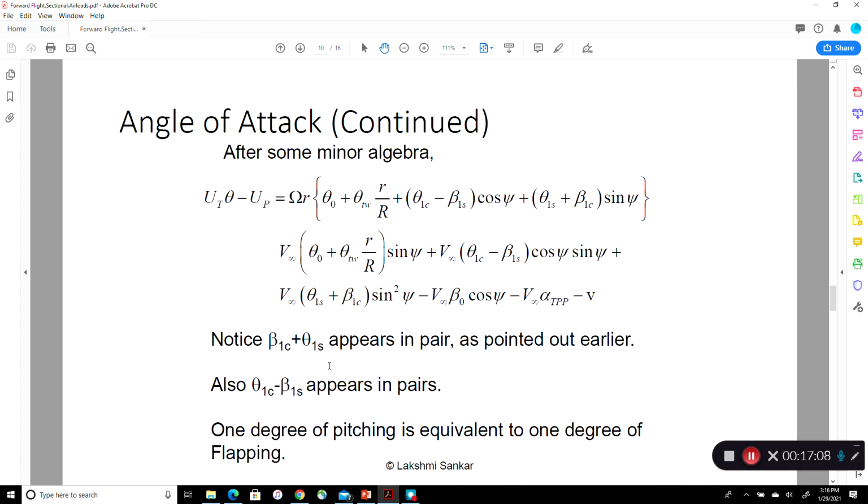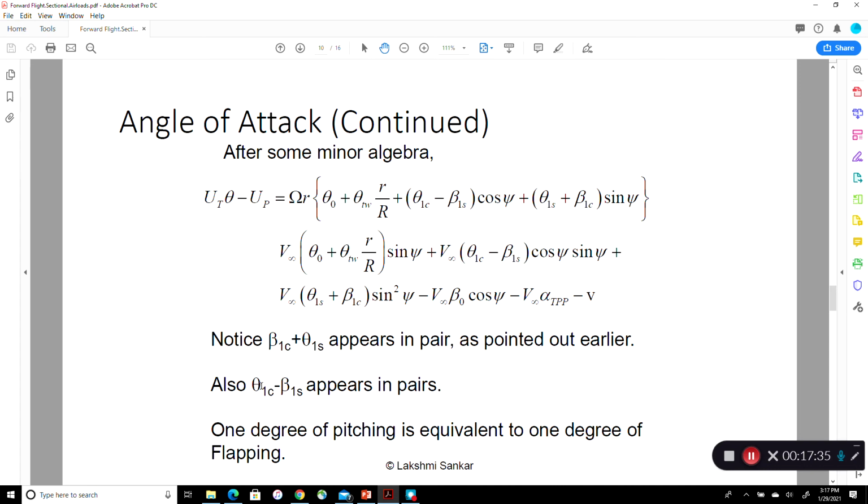We saw earlier that this is an included angle between the tip path plane and a no feathering plane when viewing the helicopter from the pilot's left. Okay, so the helicopter is going from your left to right. You're looking at the helicopter. So this is the included angle between the tip path plane and the no feathering plane.